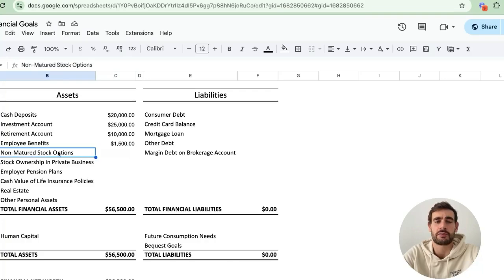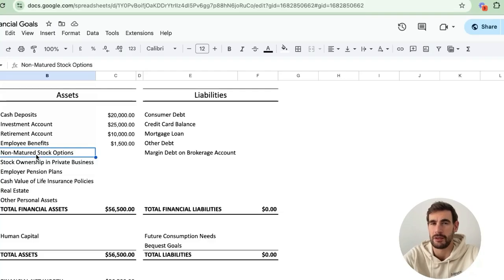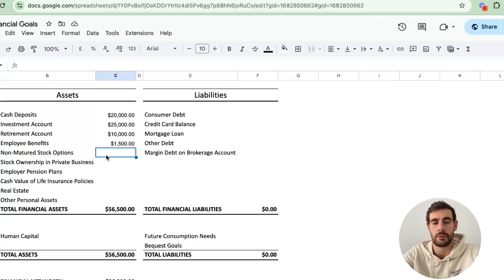Non-matured stock options: here you can include all those options that, if they were matured, you could include in the employee benefits. If they are not matured, you include them in this area because it will allow you to understand which assets are more likely to materialize when compared to the assets that are less likely to materialize. Here we can put, for example, 8,000.